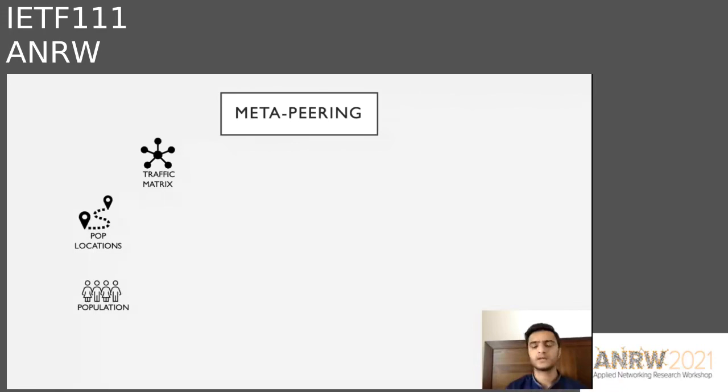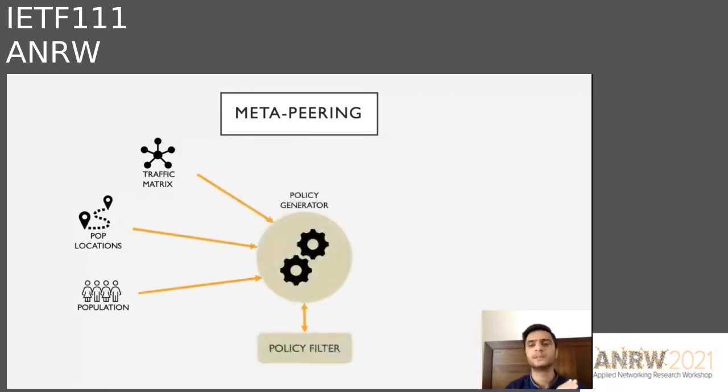And we take all of this data, all of these computations, and feed them into this policy generator machine, which churns it up, extracts all the useful information. It knows what's important, what's not. So it does that while respecting any additional peering policies injected using the policy filter. Now, how does it do that? It basically gives out three different outputs.